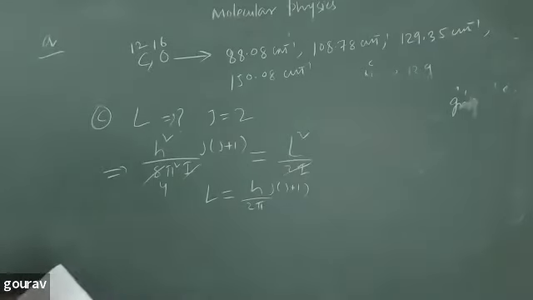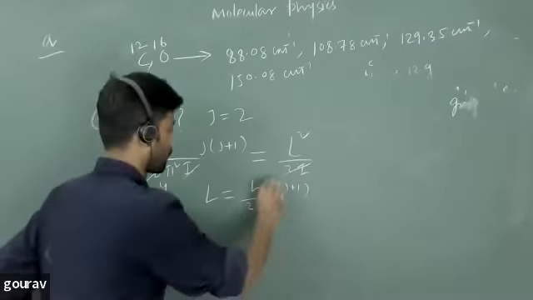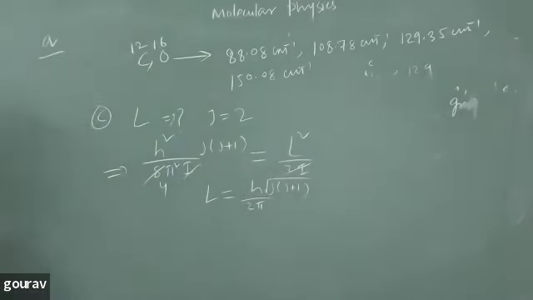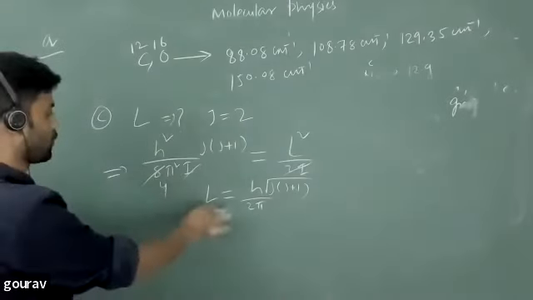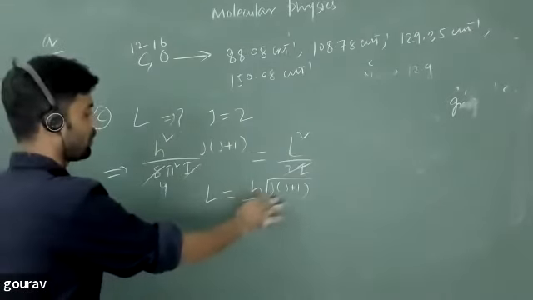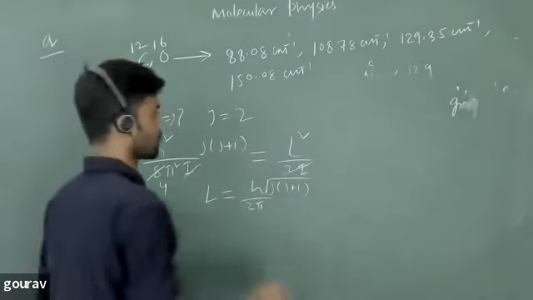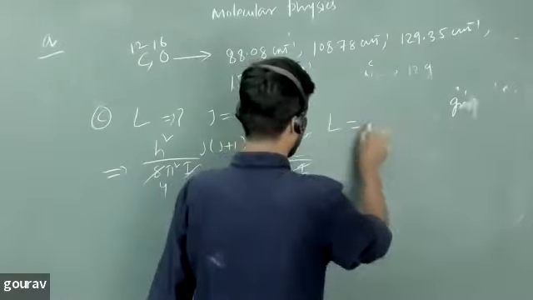4 pi. Sorry, there is a square root here, so then it will become 4 by 2 pi, H will become a square root of J plus 1. Okay. So now we can calculate L, right?